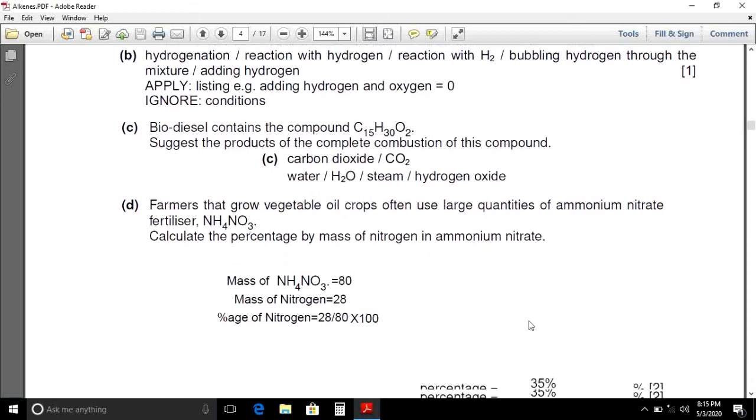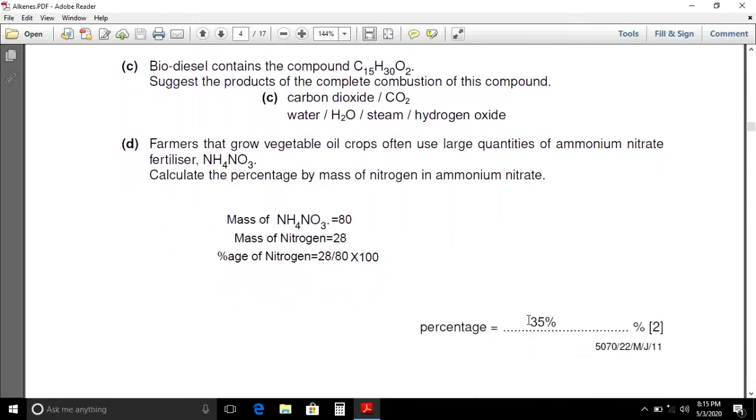Biodiesel contains the compound C15H30O2. Suggest the products of the complete combustion of this compound. They will be carbon dioxide and water. As you know, complete combustion always yields carbon dioxide and water.